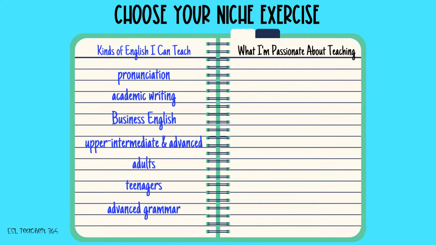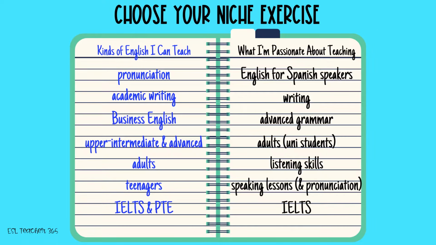Now, in the second column, you're going to write what you are passionate about teaching. Do you absolutely love to teach writing or reading or vocabulary? Do you enjoy teaching younger ages or lower levels, higher levels? Now, after you have both of these columns filled out, you can see if there's any sort of overlap. And that has become your niche. That is your topic that you can teach.